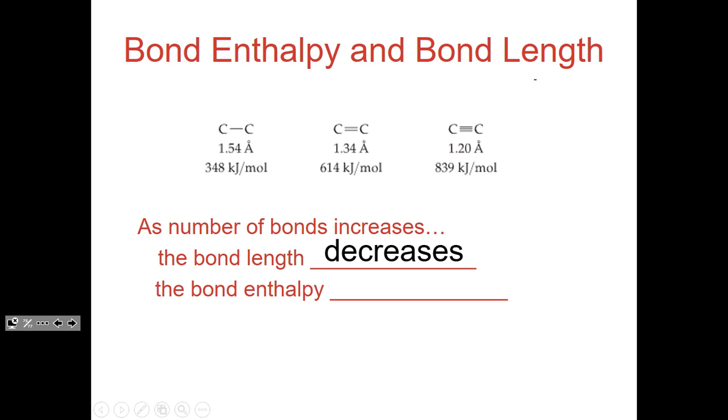And that's going to be true in every situation. If you look at an O-to-O single bond versus an O-to-O double bond, the double bond is going to be shorter. And if you look at their enthalpies, it's going to be the exact opposite. They're going to increase. So overall, the energy needed to break the single bond versus the double bond versus the triple bond is going to be more and more. As the number of bonds increases, the bond length decreases and the bond enthalpy increases.